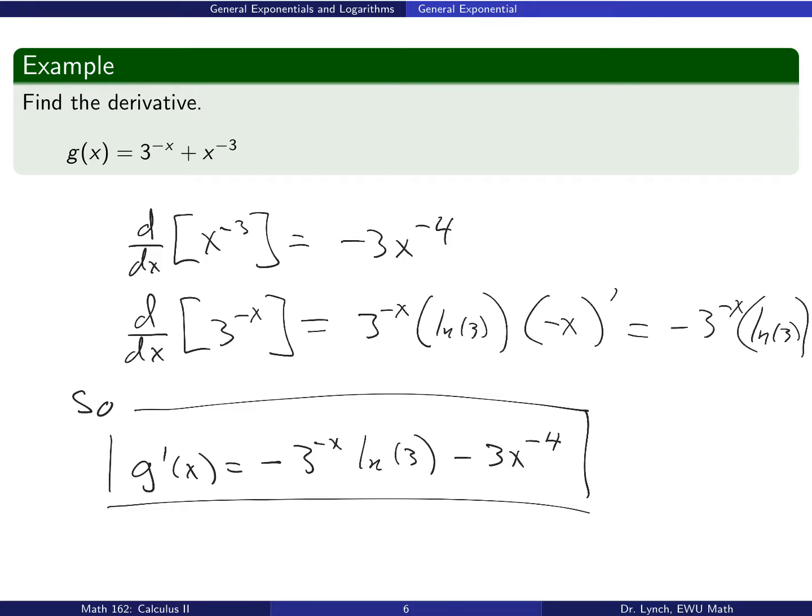The derivative g prime is minus 3 to the minus x times the natural log of 3 minus 3 times x to the minus 4th. And here's our second example, illustrating the difference between exponential functions and power functions. In this case, the power function is x to the minus 3. The exponential function is 3 to the minus x.